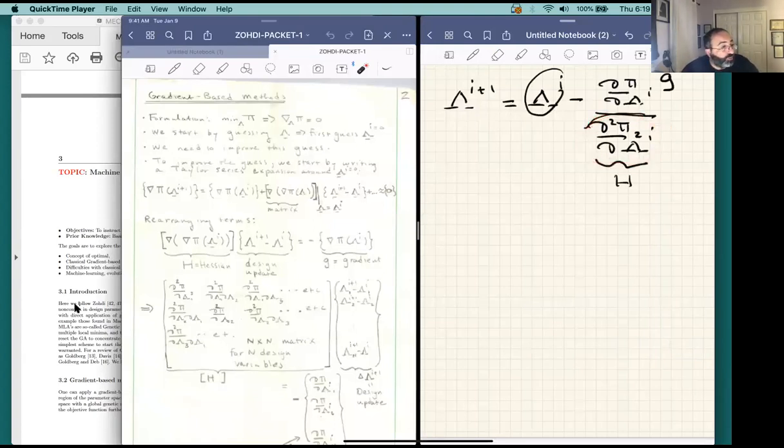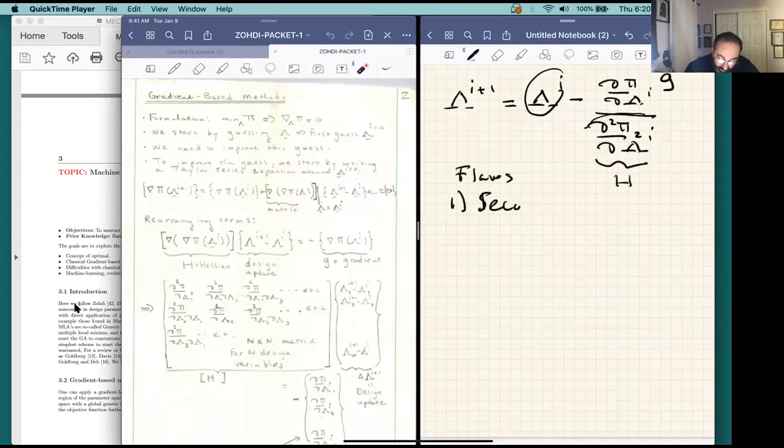What happens if the second derivative of pi goes to zero? Undefined. It's going to explode, right? The algorithm is going to go nuts because the thing in the denominator goes to zero. So that's the first thing. Let's put here the list of flaws.